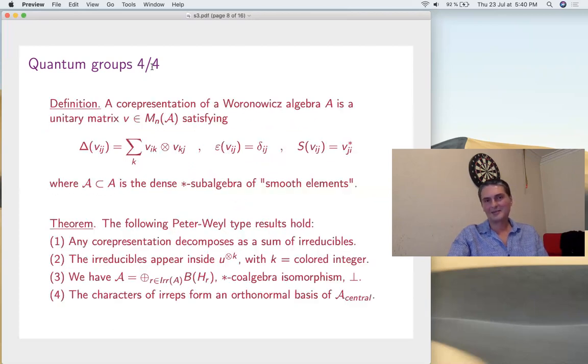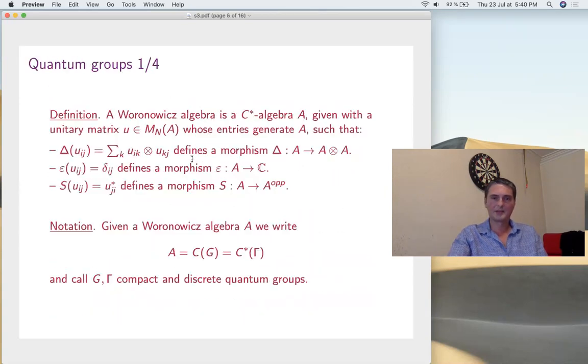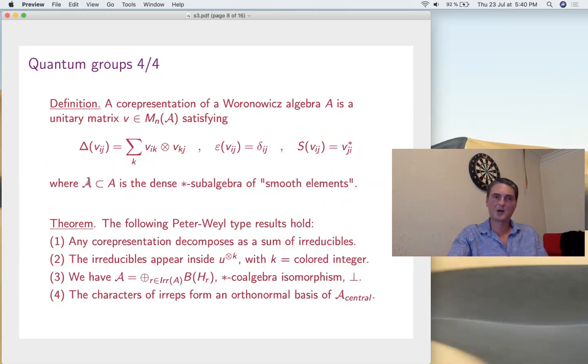Now, once you have this, you can develop a Peter-Weyl theory for representations. So a corepresentation of the Voronoi algebra, that's the correct terminology, is a matrix satisfying exactly the same conditions as U before. Okay, let's go back. You see, U, these are the conditions, the axioms. So I take exactly these three formulas, which correspond to the fundamental representation somehow. And here they are. I call such a matrix a representation.